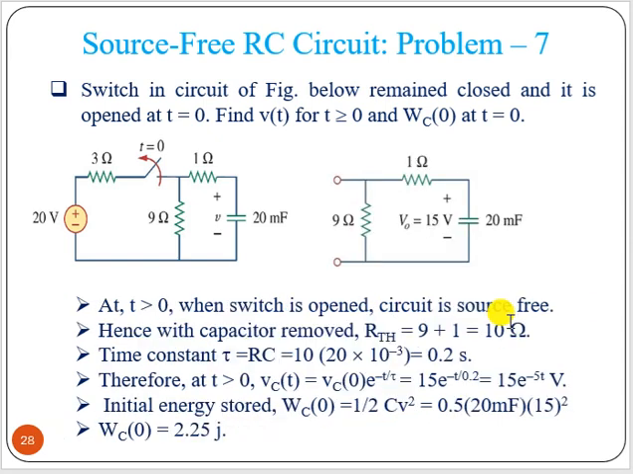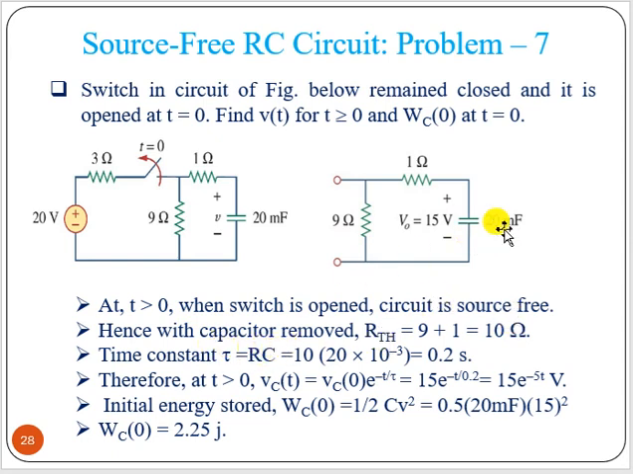Now when this switch is open, what happens? The circuit becomes this one. Here the initial voltage that is stored is 15 volt, and this 15 volt will dissipate through these two resistances. Now we have to find out RTH. Looking from the capacitor in, these two are in series, so RTH is 10 ohm, 9 plus 1. So you can find out tau.